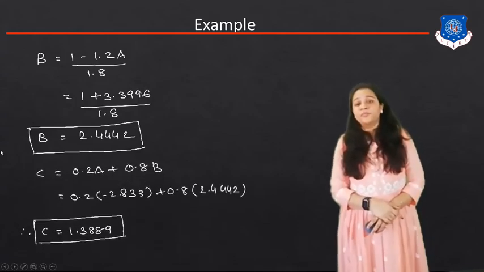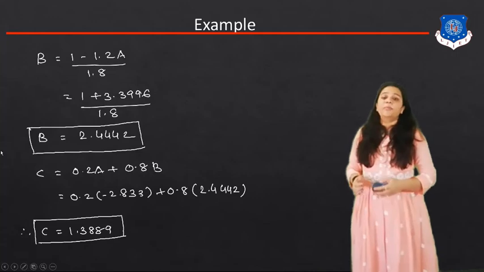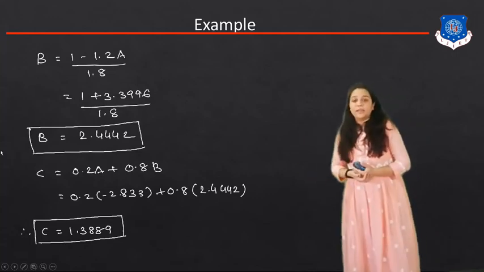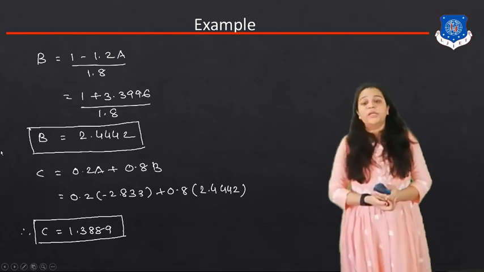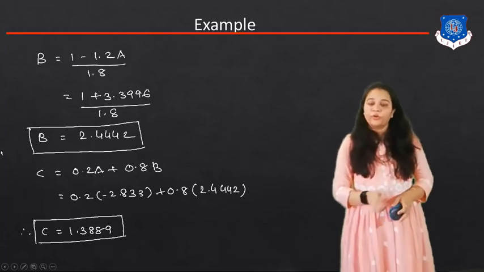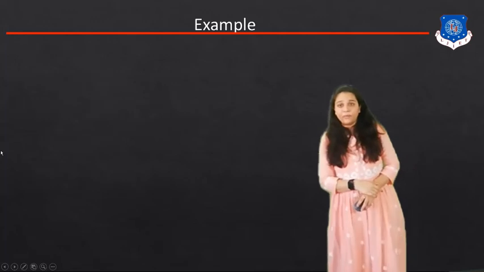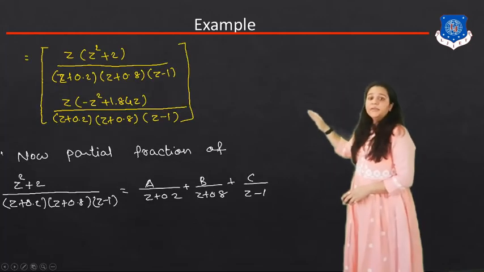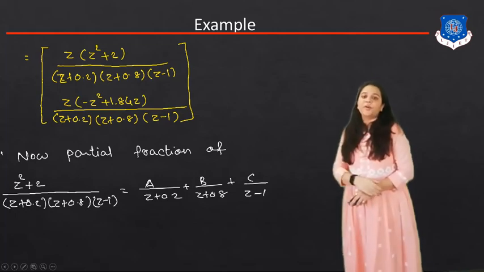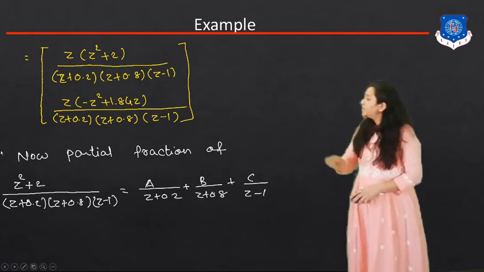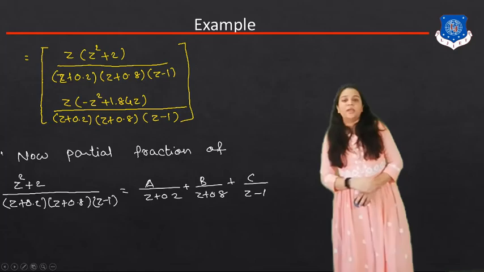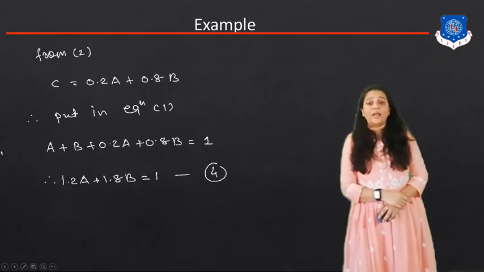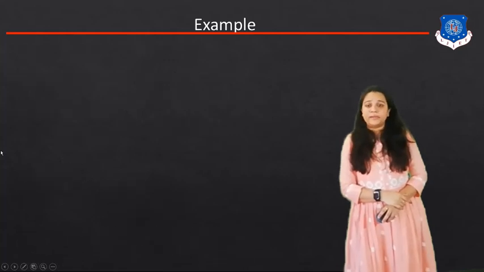And third, c is equal to 0.2a plus 0.8b. Put the value of a and b in this equation. We can get c is equal to 1.3889. Okay, same method you have to apply for the second term: z in this bracket, minus (z square plus 1.84z) upon (z plus 0.2)(z plus 0.8)(z minus 1). And you have to find the value of a, b and c.